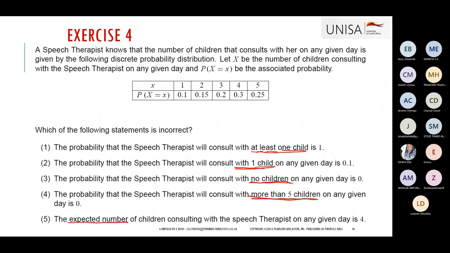Are we done? Yes, yes. Okay, so let's answer the question. Which one of the following statements is incorrect? That's what we are looking for, but we need to evaluate each and every statement. The first statement says, the probability that the speech therapist will consult with at least one child, which means the probability that X is greater than or equal to 1. That equals 1, since all the probabilities add together. So that statement is correct.